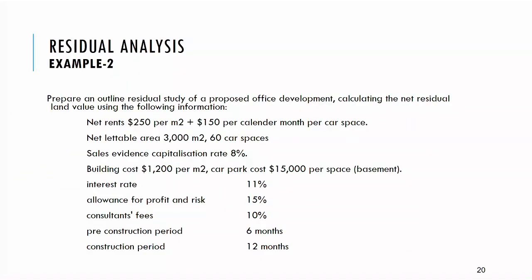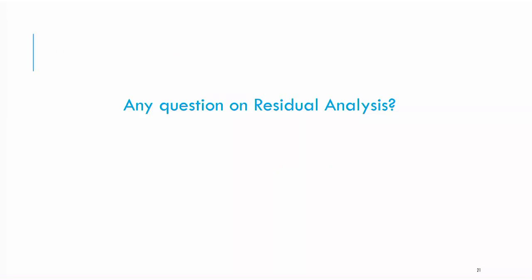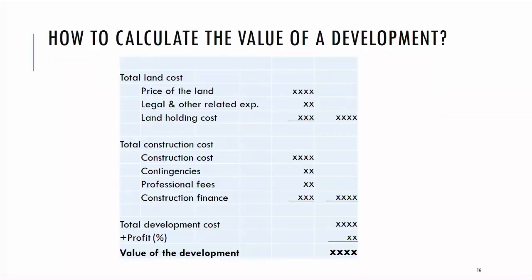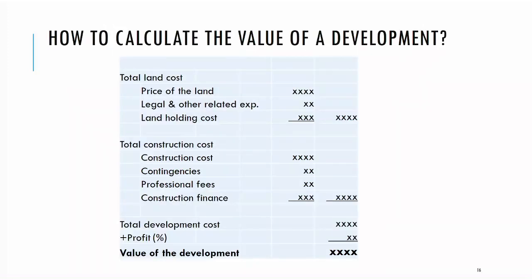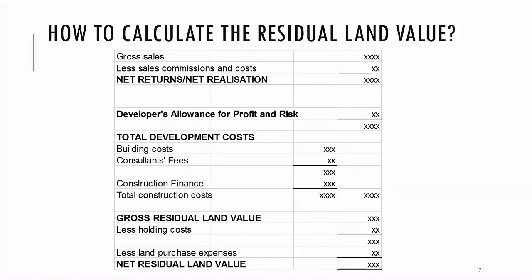All right. Example 2. Don't worry about that. Any questions on residual analysis? It's very simple. It's not difficult at all. That's why I explained briefly and very clearly the difference between a calculation of value of development and then moved to the residual analysis. Because this is going from top to bottom and this is from bottom to top. That's why you get all these tricky calculations. Right?